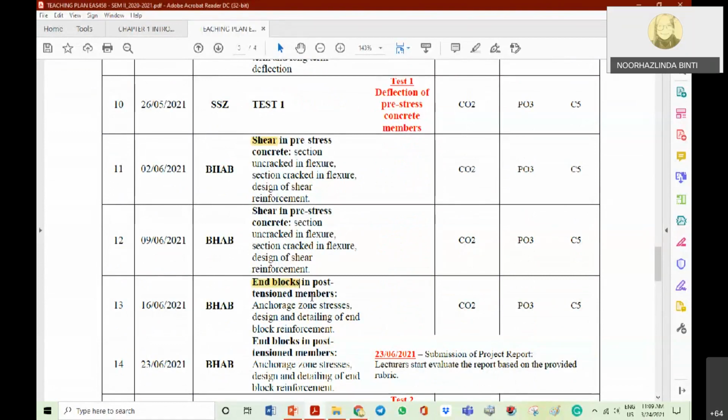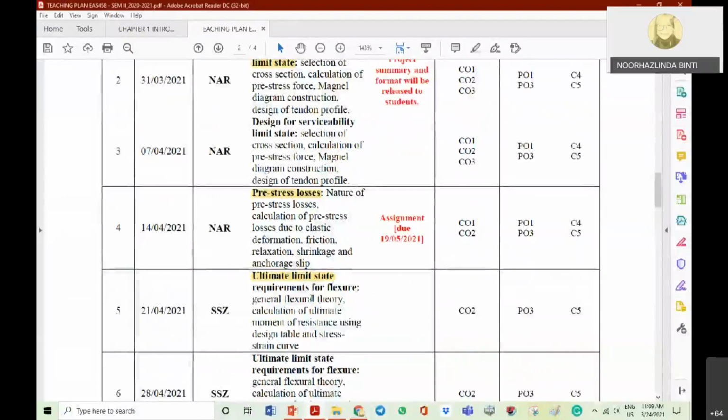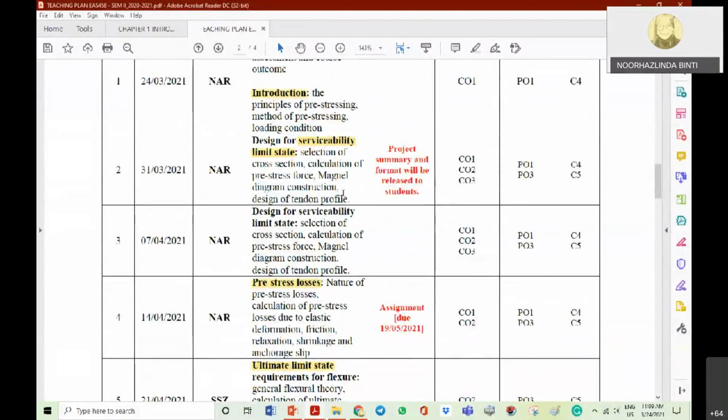Okay, so basically there are 7 topics. So let's see in terms of this assessment. From topic 1 until topic 3, introduction, serviceability limit state design, and also losses will be covered by myself. Under this part, there is no test, but only assignment. I'm talking about the coursework assessment. We will have 1 assignment, and of course there will be 1 question from this topic.